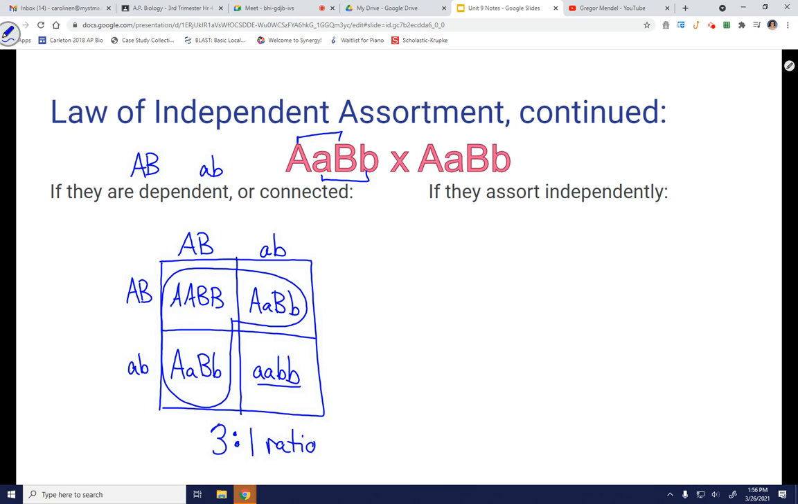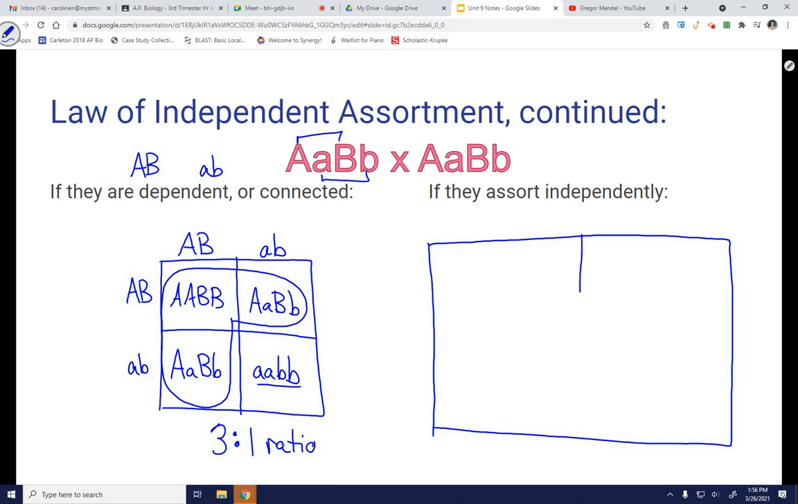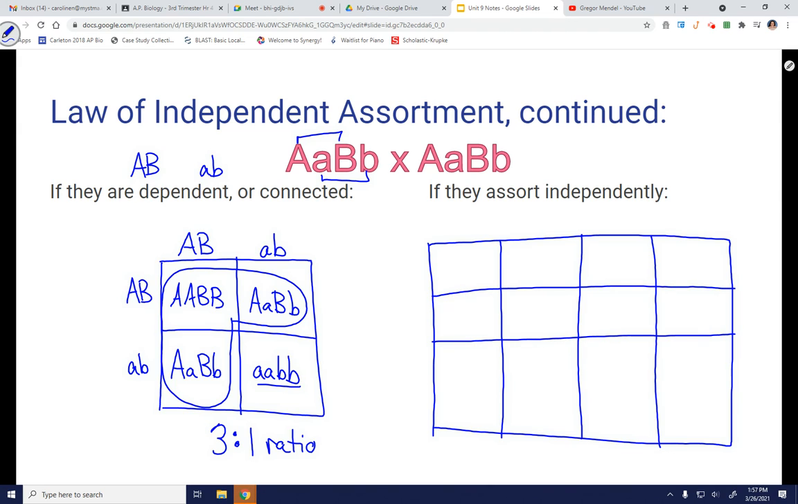If, however, they assort independently, do you guys remember how to do this? If any combination of A's and B's is possible, now we suddenly have a lot more options. If they can mix and match in any possible way, we have actually 4 different combinations. So we'll start with the genotype of the first parent. When we're looking at this parent right here, do you remember how to find the 4 combinations for that parent?